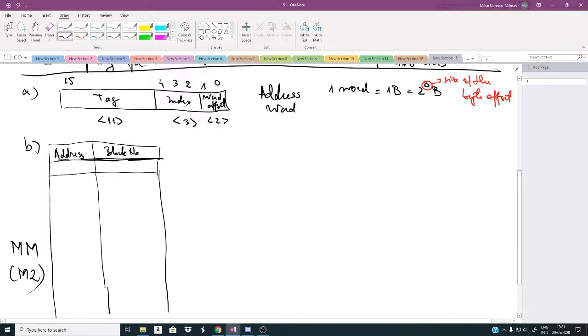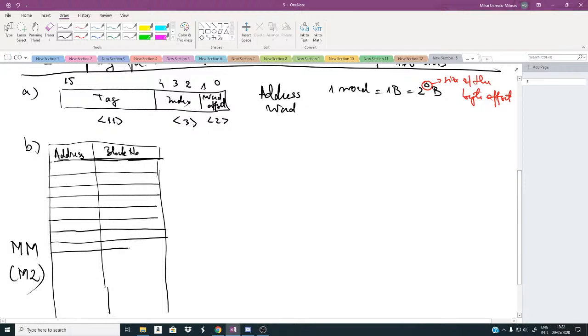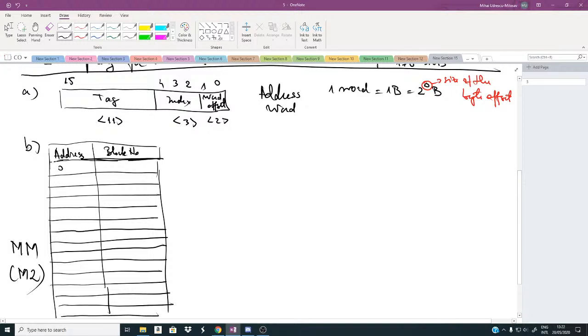Okay, we have something like this. Of course, we have 4 words per block, and each word is in fact 1 byte, and each one has its own address. So I'll have 4 addresses for 1 block. For instance, here from 0 to 3, that's block 0. Okay, from 4 to 7, block 1. 8 to 11, 12 to 15, and so on.